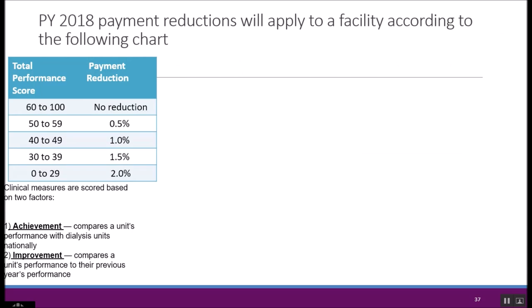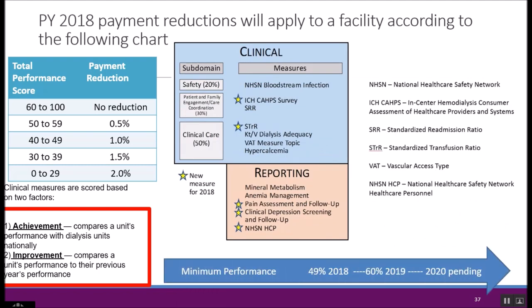The 2018 payment reduction will apply to facilities according to the following chart. How much is achieved compares a unit's performance with other dialysis units. Improvement compares a unit's performance to its previous year's performance. And the weighting is 90% for the clinical and safety and 10% for the reporting. Without reporting, we will not find an interpretation of the current state of the patient's modality of treatment and what the outcome is. So we can have clinical performance. We are doing our best in clinical, but without reporting, there is not enough data for interpretation from different centers and to study the comorbidities and what the moving points are for an optimal hemodialysis.